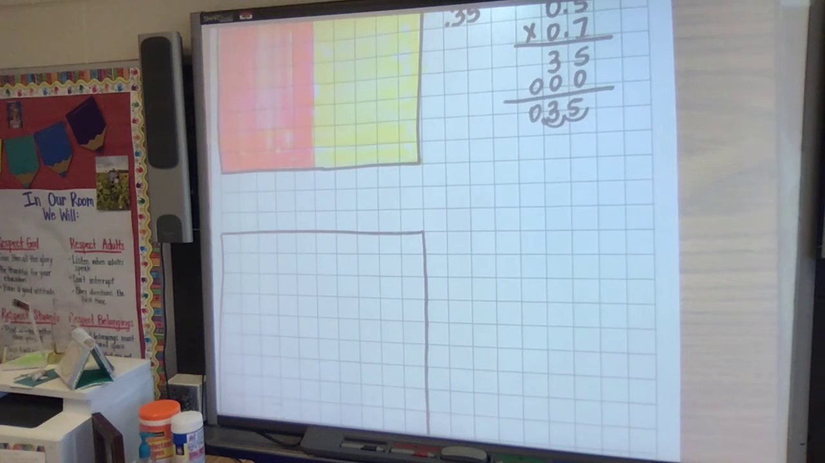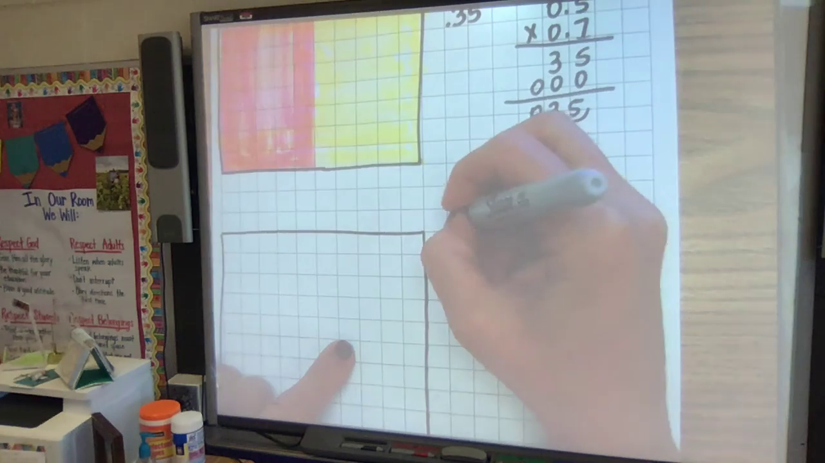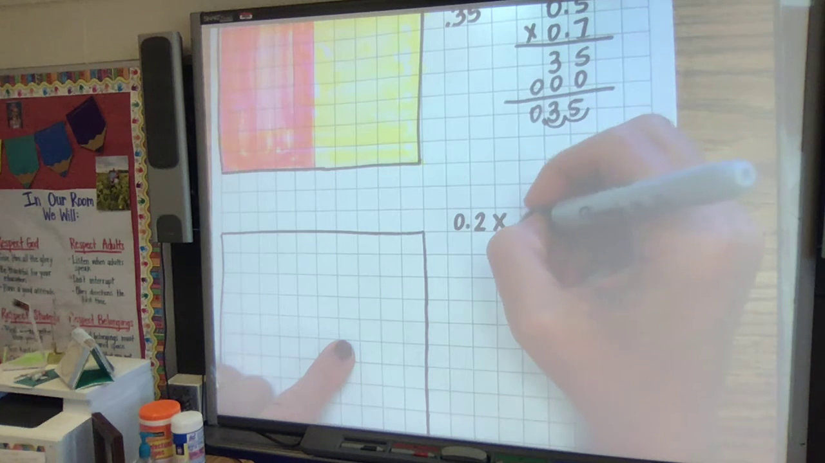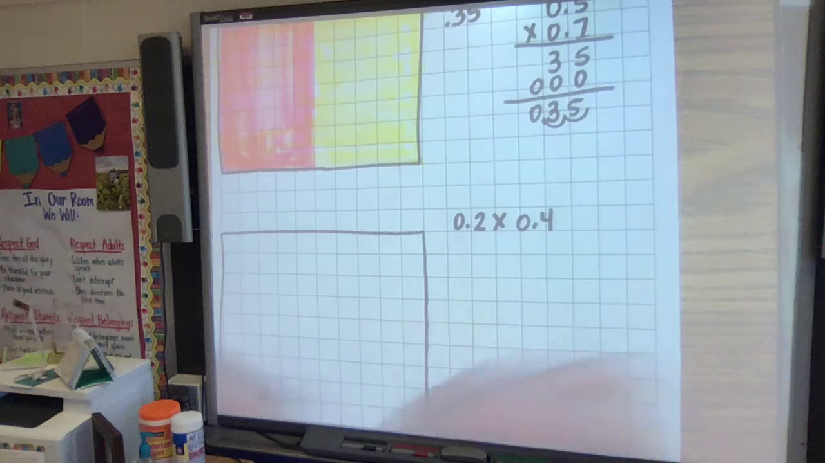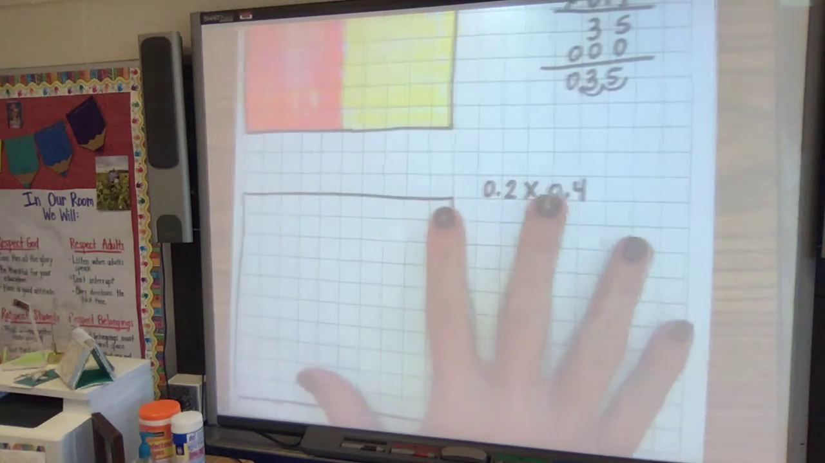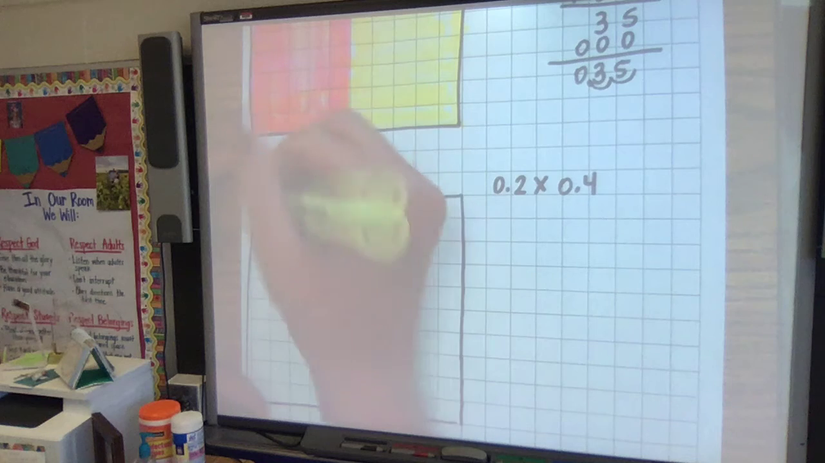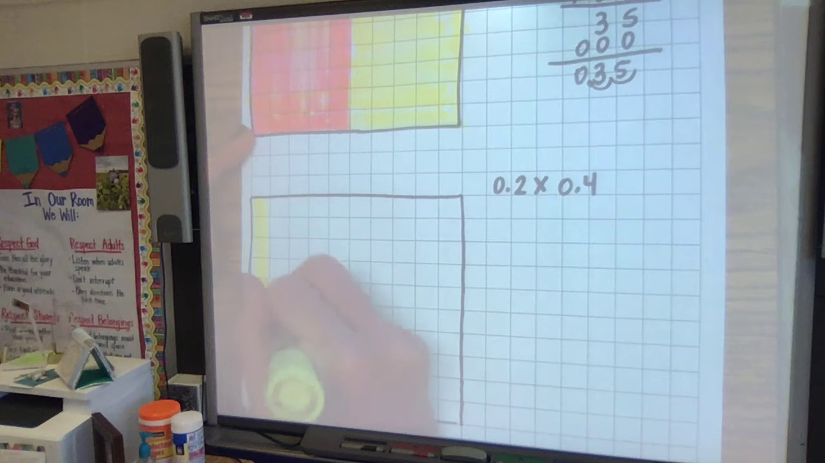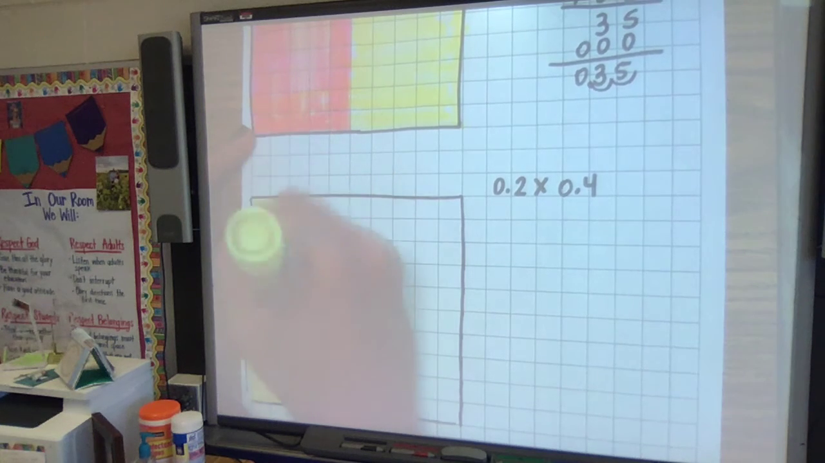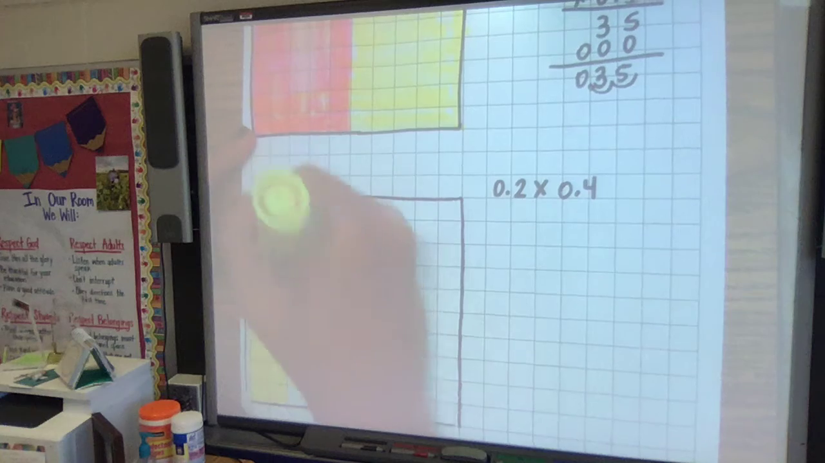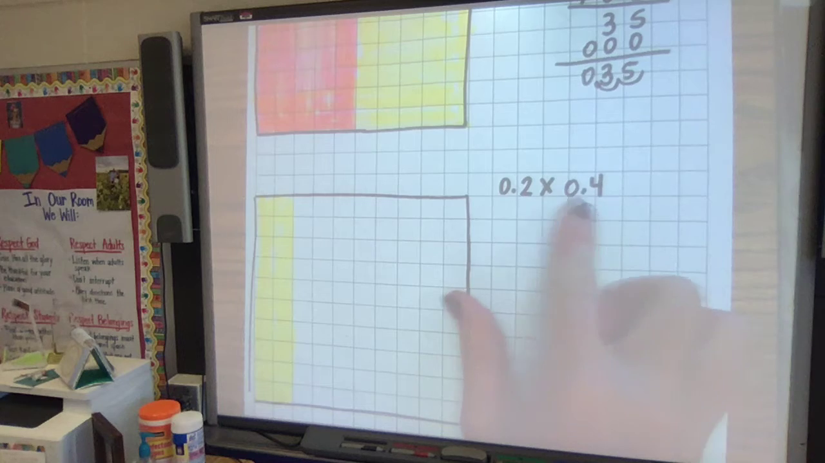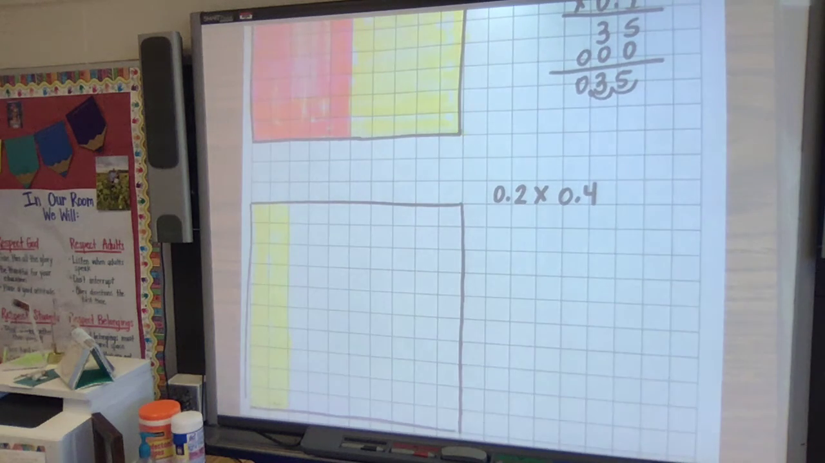Let's do 2/10 times 4/10. You might already know the answer, kind of have the answer in your mind. All right, I'm going to do my 2/10 first. I'm going to start with yellow. Show my 2/10. Now find 4/10 of that. So I'm finding a fraction of that, so it's going to be smaller.